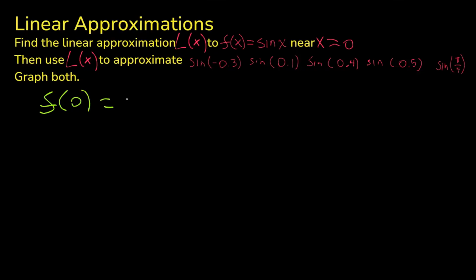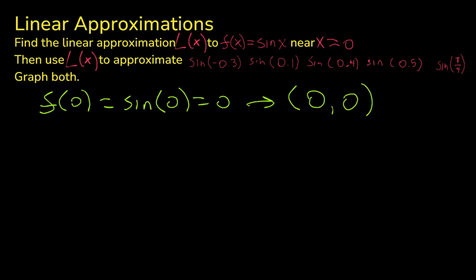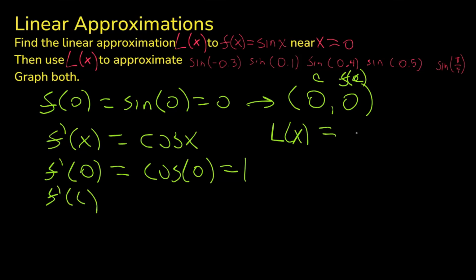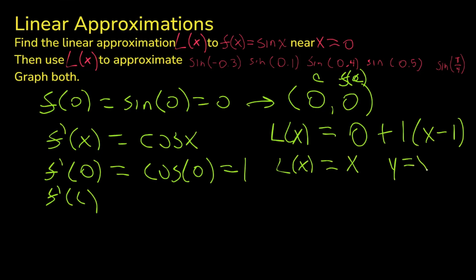So I need to figure out f of 0, which is 0, sine of 0 is 0. So that means my point of tangency is 0, comma 0. Then I need to figure out the slope. The derivative of sine is cosine x. Then the derivative evaluated at that point is going to be 1. So L of x is equal to f of c, which is 0, plus f prime of c, which is 1, times x minus c, which is x. So L of x just simplifies down to 1x, or just x. That means the line y equals x is the tangent line.